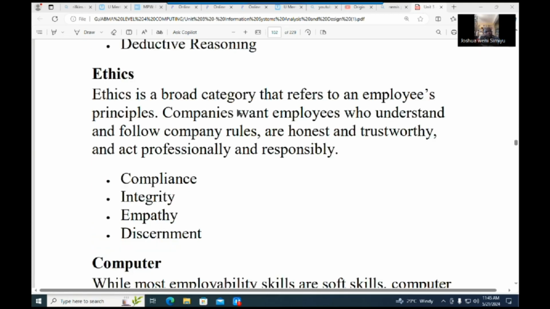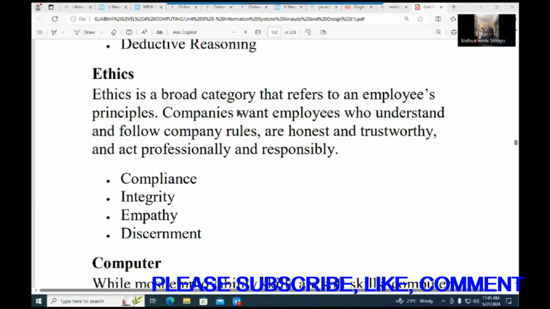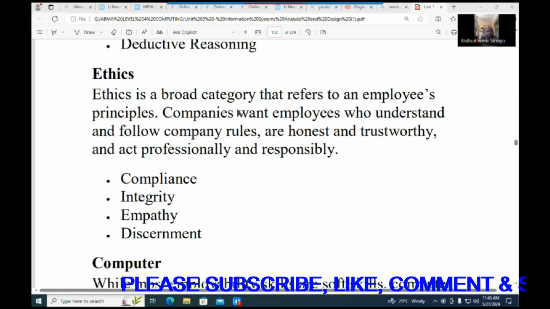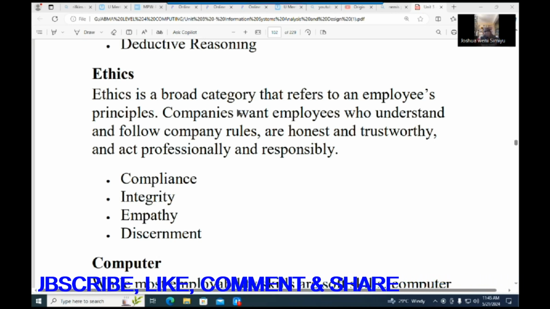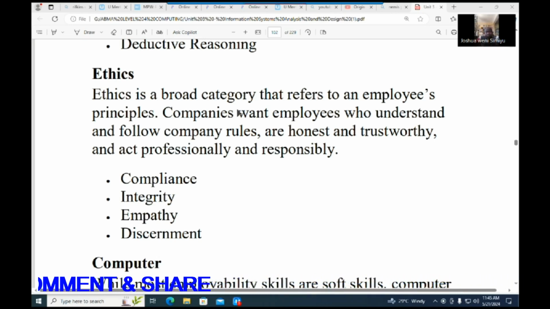The other thing is ethics. When we talk about ethics, we are talking about a very broad category when it comes to employees' principles. All companies need employees who understand and follow the company rules. They are honest, trustworthy, and act professionally and responsibly. So you need to be compliant, someone who complies with the rules and regulations of the company.